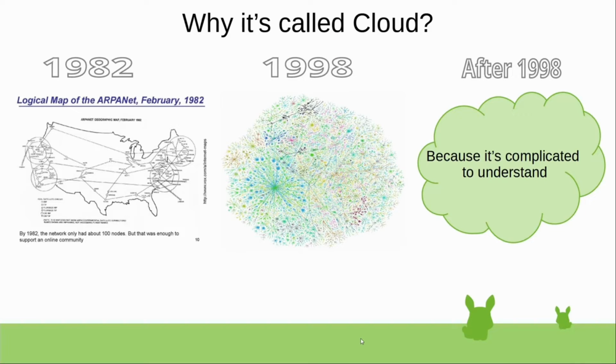This is really a good question. Why is the cloud called the cloud? The answer to this question comes from network diagrams. In 1982, the network diagram was very simple. But by 1998, it became very complicated for a human to understand. So after 1998, clouds were introduced in the network diagram. There are some people who also say the cloud naming is because cloud is a virtual space like the real cloud in the sky.